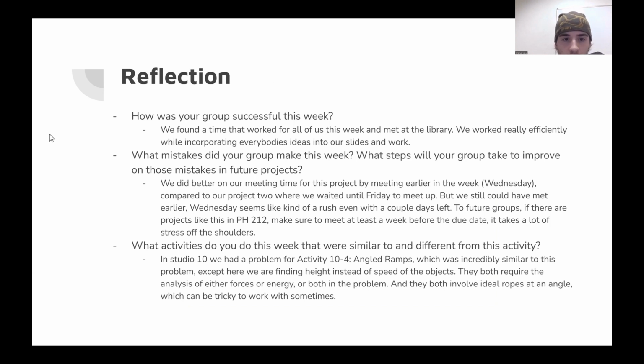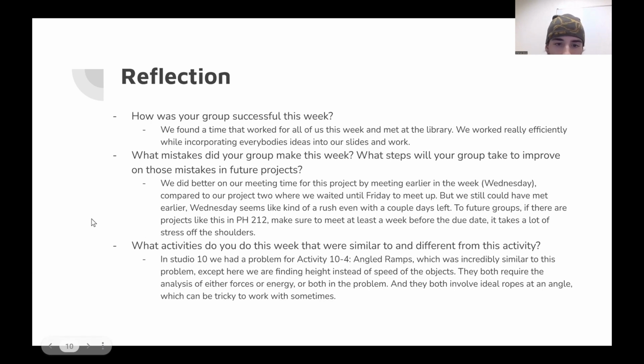And so what mistakes did you make this week, and what steps will you take to improve those mistakes in future projects? Yeah, we did better on our meeting time, and we still could have met a little earlier. Wednesday and Thursday are still also kind of rushed. So to future groups who are doing projects, if they're in 212, make sure to try and meet like a week before. It takes a lot of stress off the shoulders, and you're just in less of a rush, and you can look at the problems more thoroughly.